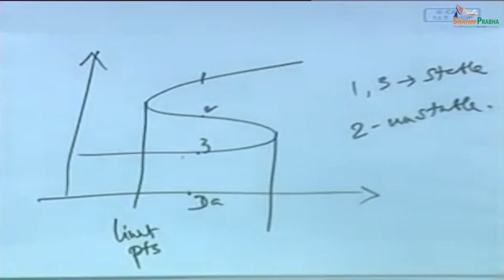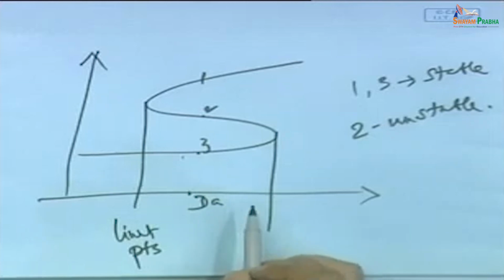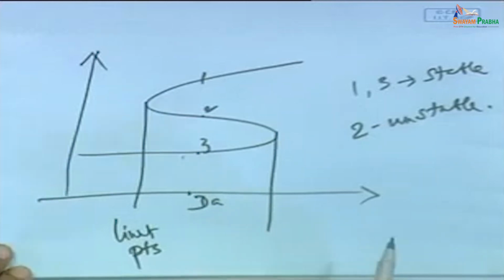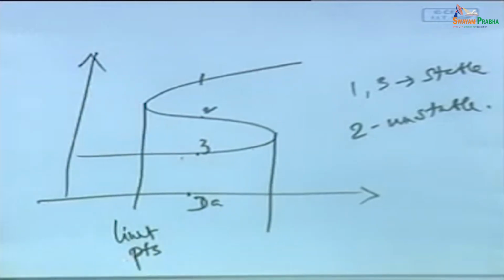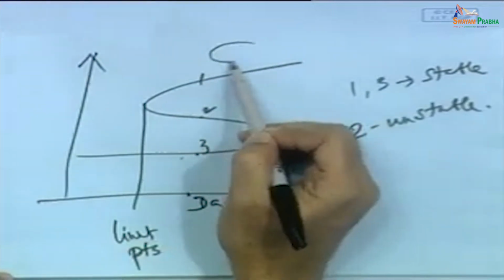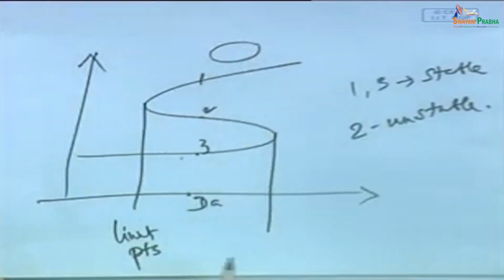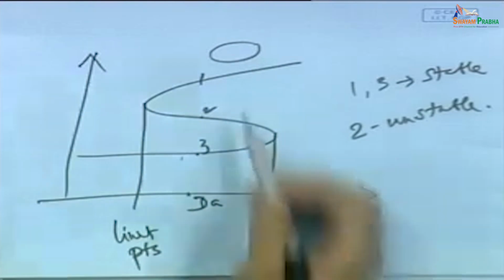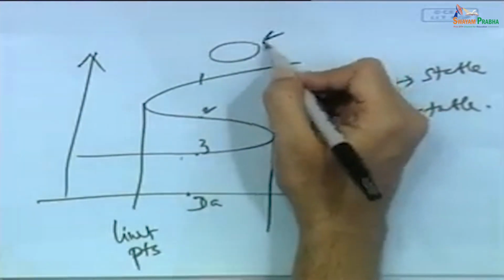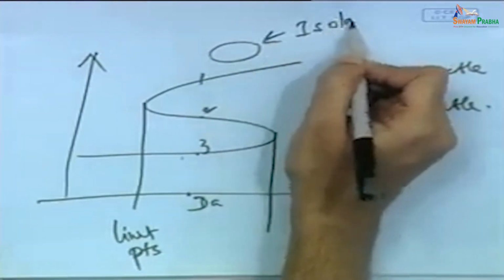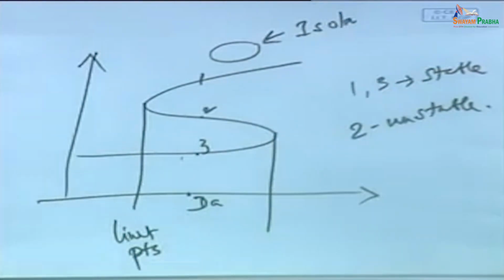Why these two are stable and the other one is unstable, we will do later. But this is the simplest form of bifurcation. Then you can have other kinds of bifurcation. You can have pitchfork, you can have these island-like structures. This is called an isola. It is an isolated branch.